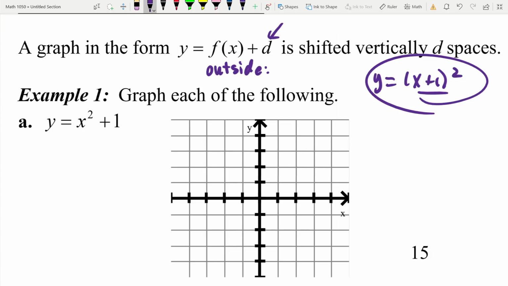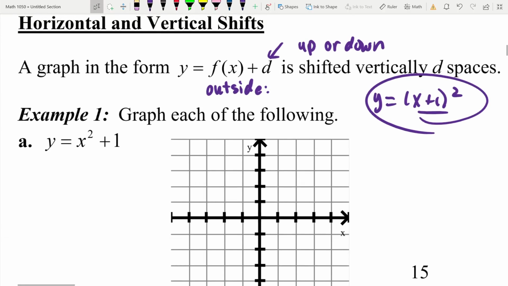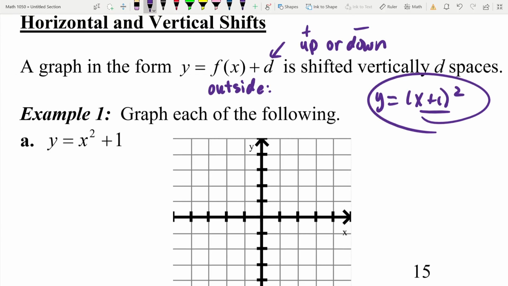So if it's on the outside like that, then it's going to move your graph up or down. Okay? If it's a positive, you go up. If it's a negative, you go down.